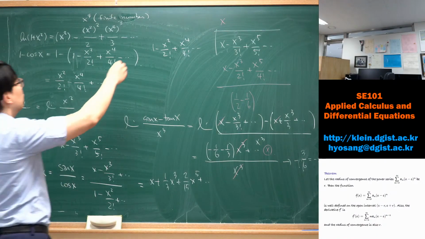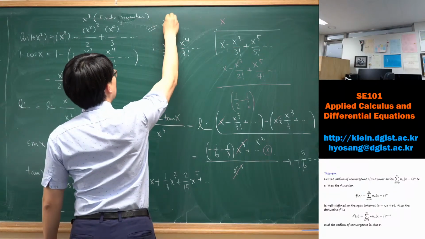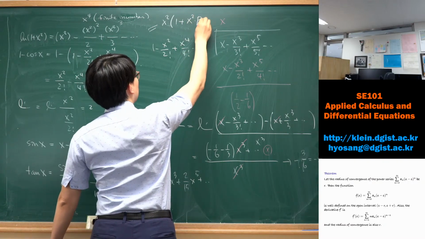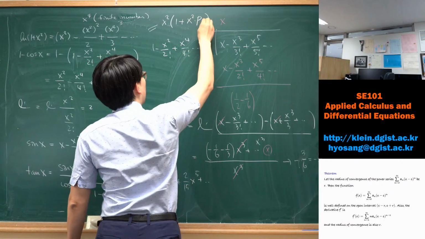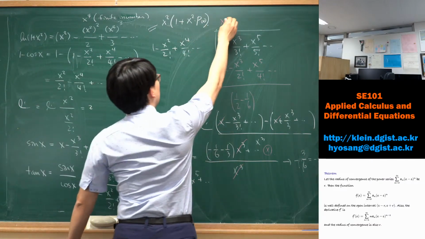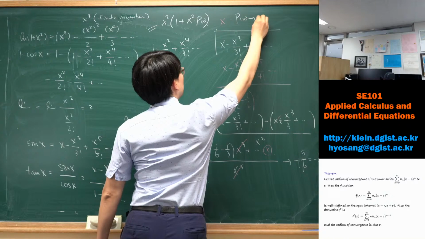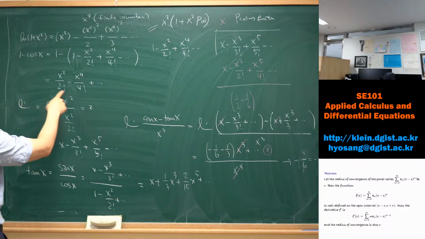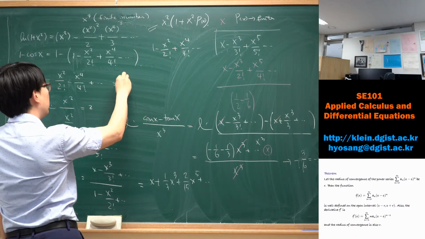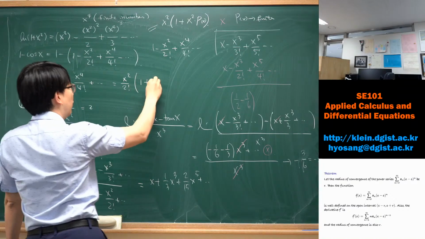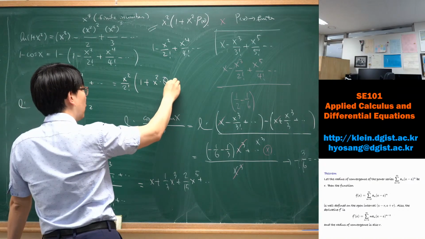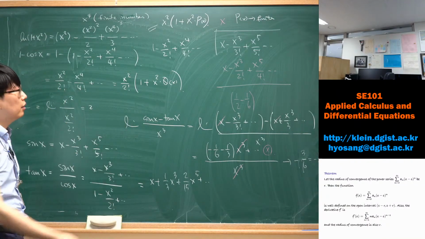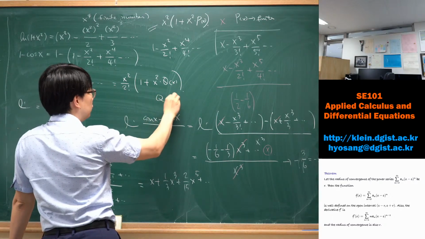So you can rewrite it if you want as x squared times 1 plus x squared times some p of x. And we know that this p of x converges to a finite number. So how about this part? This is x squared over 2 factorial times 1 plus x squared times q of x. And we know that this q of x also converges because cosine x has an infinite radius. So q of x converges to a finite number.